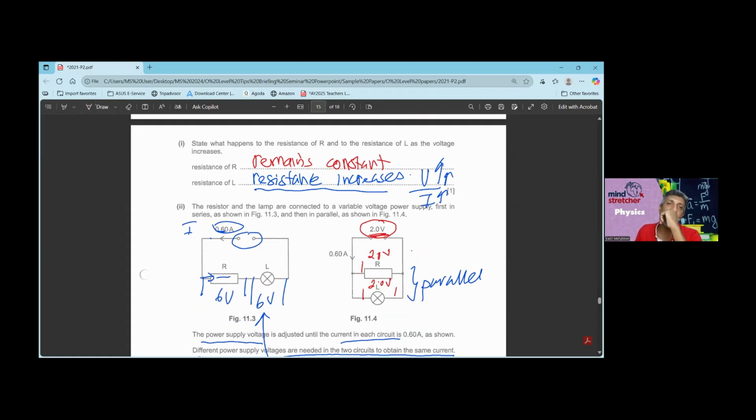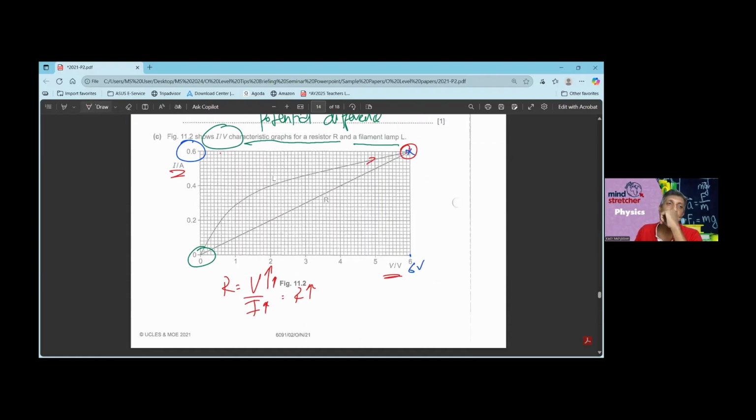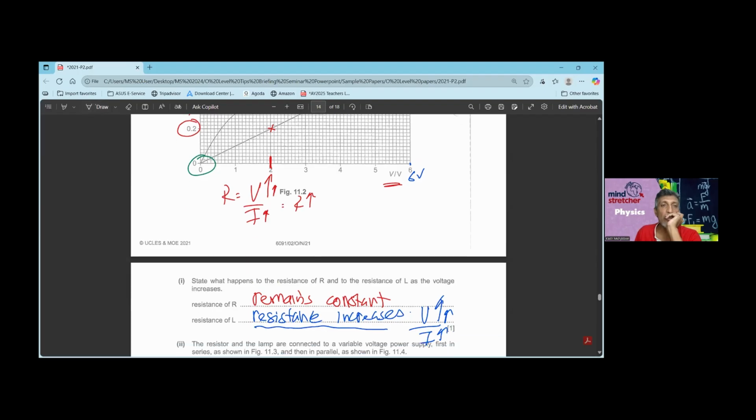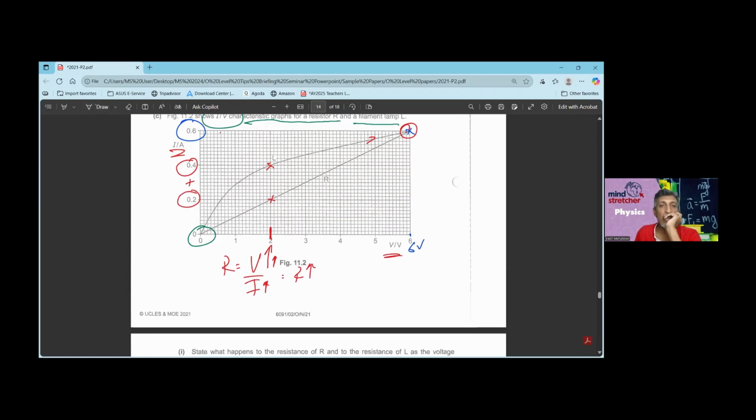So 2 volts, 2 volts. You go to the graph, you go to 2 volts. When both are 2 volts, look at the current here. The current in R is 0.2. The current in L is 0.4. You go and add it up, and you can see that it will become 0.6. So this is how you analyze it. When they are in parallel, the PD is the same.